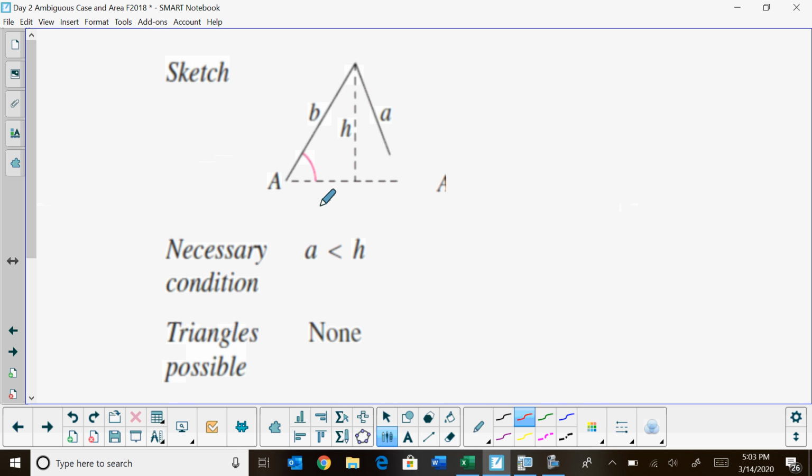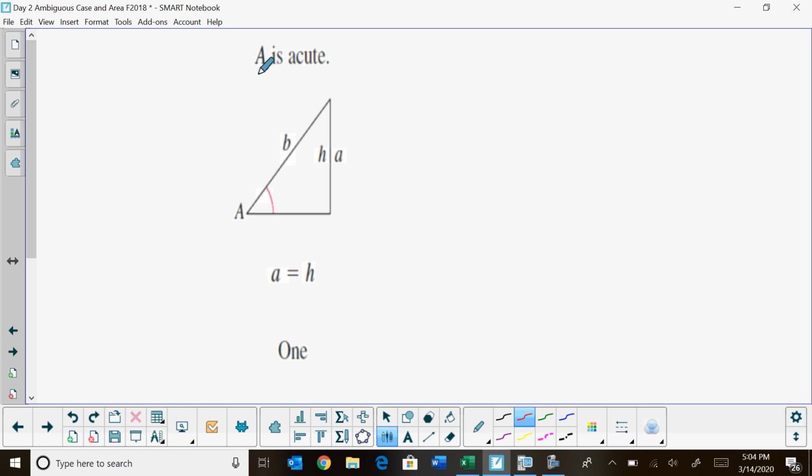Okay, so the first case is where A is less than H. So what's really happening here? We have a big angle A, we have little side A, and we have a given B. Well, you can see that A is too small. If our height ends up being quite large, and A is shorter than this height, then this leg is never even going to touch the ground. Think of this as a baby in a high chair and his feet are dangling, and it can never touch the ground. So if A is shorter than the altitude, there is no triangle because that side is not long enough.